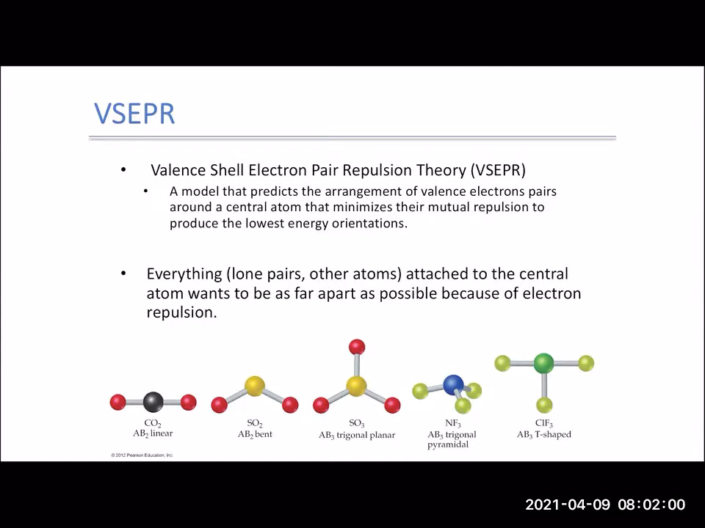Some different shapes we're going to look at will be linear, bent, trigonal planar, trigonal pyramidal, T-shape. There are going to be many more shapes beyond these, but these are some that we'll start to look at.